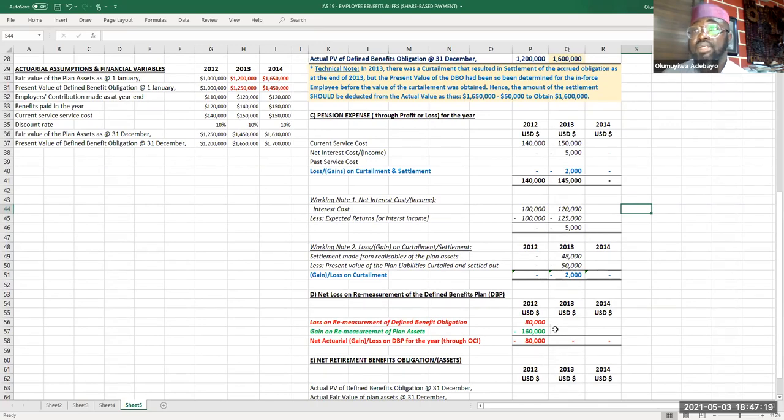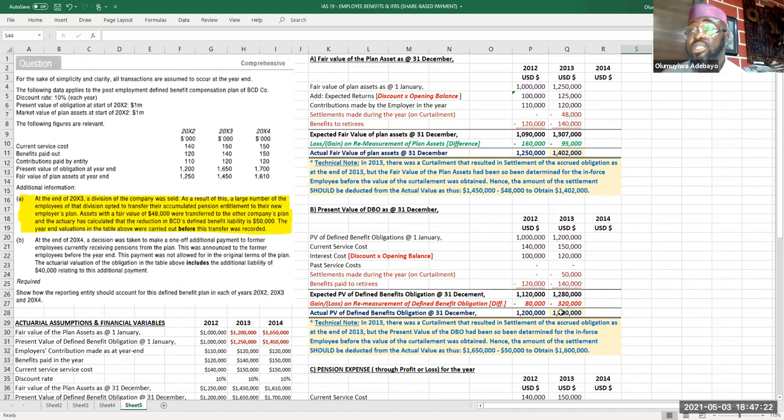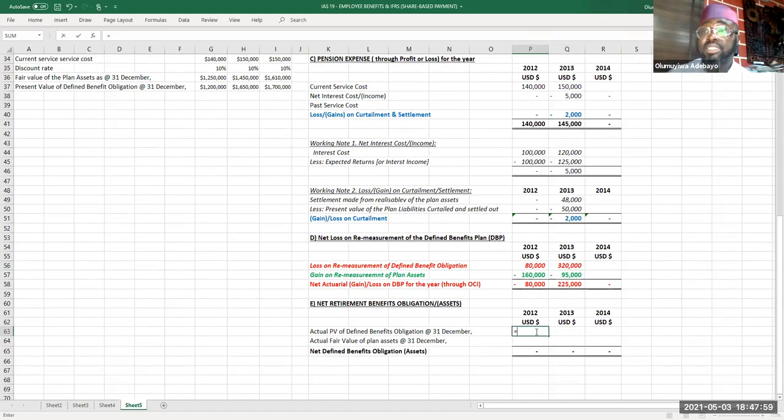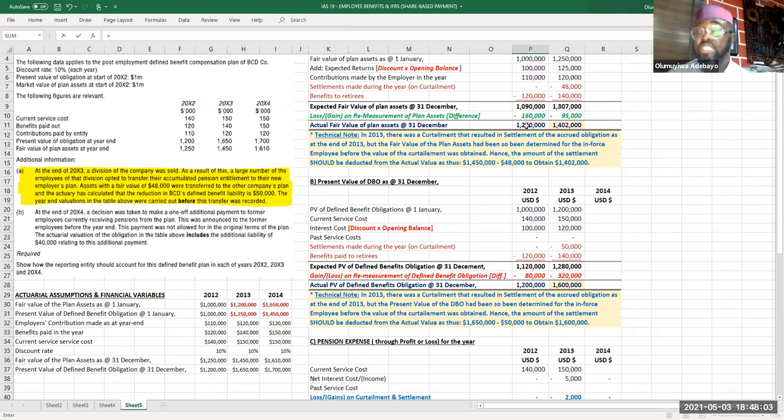What is our actuarial value as at the end of the day? We also show it here. In the second year, there was a humongous loss of 320 and a gain of 95. At the end of the day, when you net it off, what is our net impact of our actuarial valuation? It will be the difference between 320 and 95, which is 225. That 225 is what goes to our other comprehensive income. Now, what is our actual liability at end of each year? It's based on the following valuation.